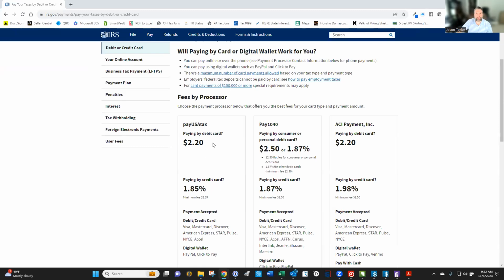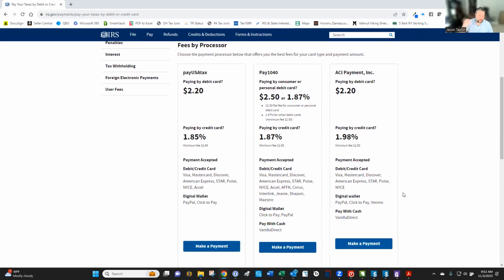So you'll have a max fee of pay through USA Tax or ACI. Your max fee will be $2.20 when you pay by debit card. Don't ever pay by credit card. So the point there is if you're paying by a credit card, one, you're going to get charged a percentage from the third-party processor. So now you're already paying almost 2% on top of your taxes for processing a credit card. Then you're also going to have the credit card interest rate.